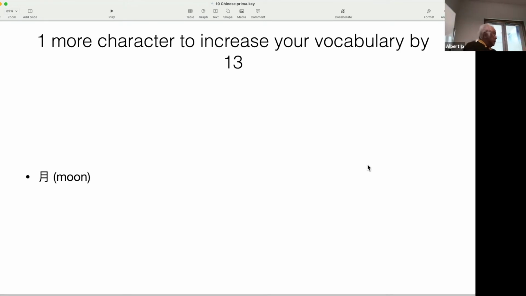Isn't that efficient? We call it one moon, two moon, three moon. It's more like first moon, second moon, third moon, fourth moon. Twelve moon is December. And today we can have 13 moon as well. Albert, I didn't hear the question.